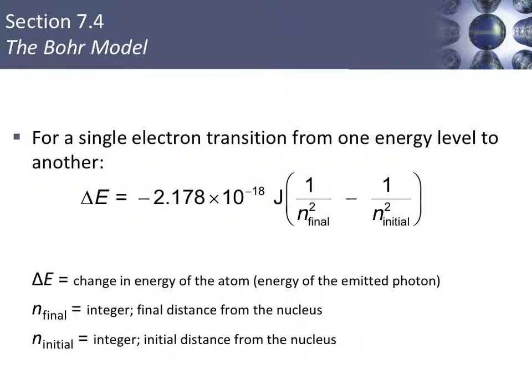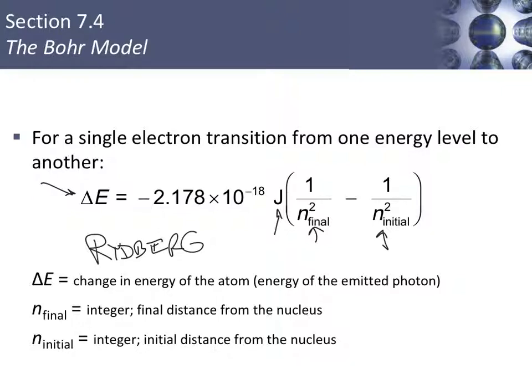Now, if we want to calculate exactly how much energy we get from a particular jump, a particular transition, we use what's called the Rydberg equation, which is here. So the change in energy from one level to the next is defined by multiplying this constant, the unit here is joules, times 1 over the square of the final energy level minus 1 over the square of the initial energy level.